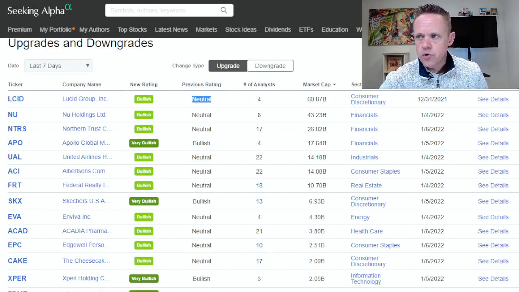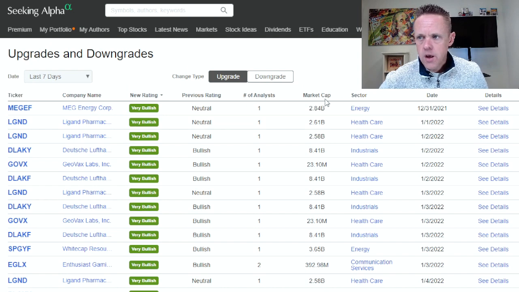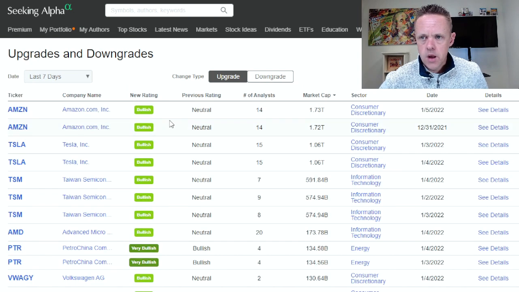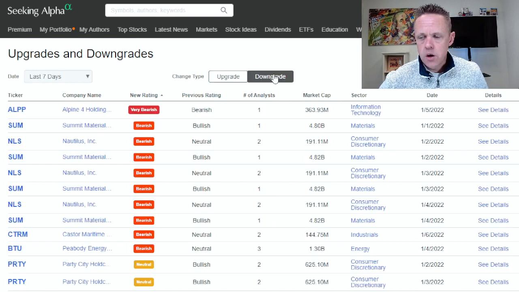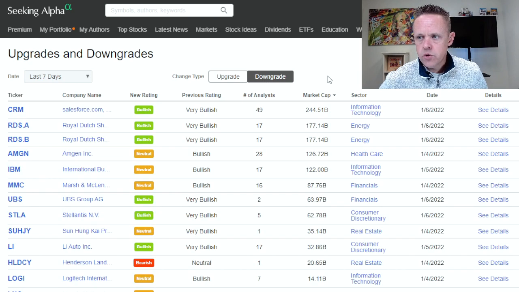Previous rating was neutral. If we switch just to Seeking Alpha authors, and let's go by market cap again, top of the line here is Amazon. Previous rating was neutral. For this latest update, new rating is bullish. Then you can also do downgrades too. Let's go back to Wall Street. We'll look at downgrades. We'll sort by market cap. And you have CRM, formerly very bullish, now bullish. So, not the end of the world there.